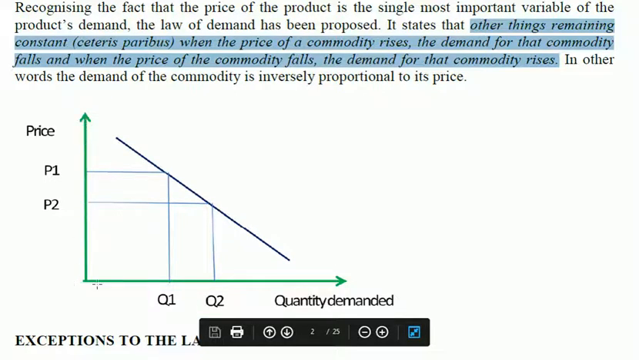This is the price, this is the quantity demanded. Whatever quantity is demanded depends upon the price of that product. So P1 corresponds to Q1. At price P1, the quantity is Q1. As the price decreases from P1 to P2, the quantity also increases, because the decrease in the price has caused an increase in the quantity demanded. So the quantity increases from Q1 to Q2.